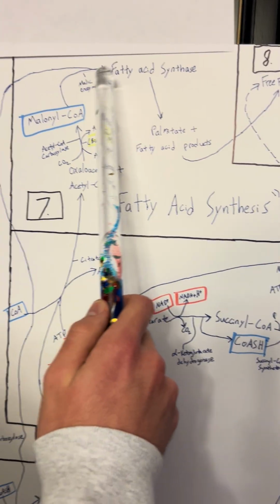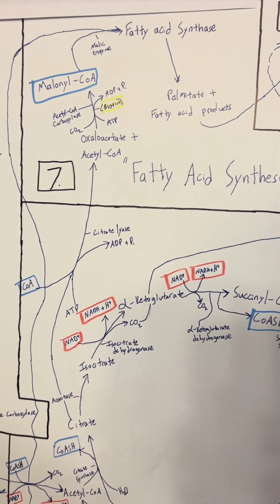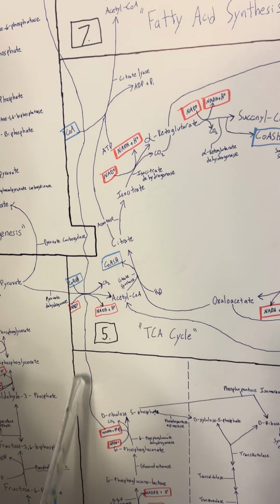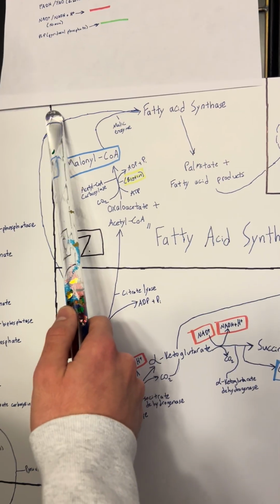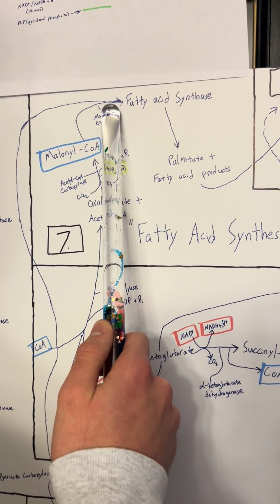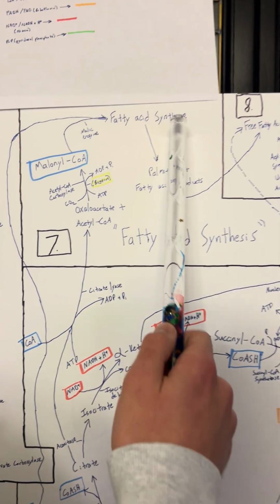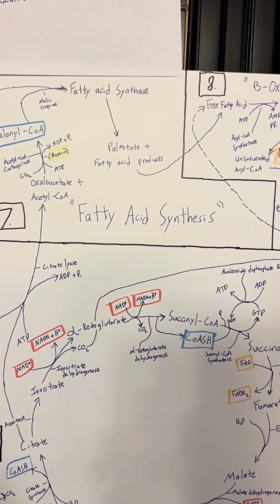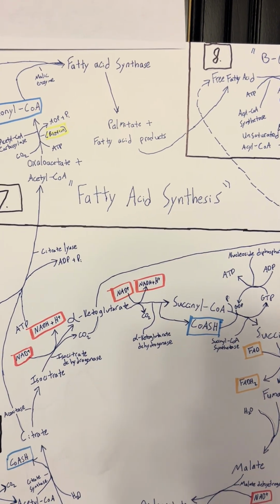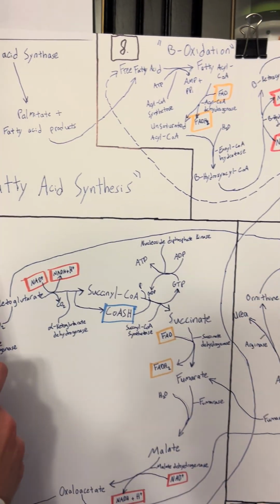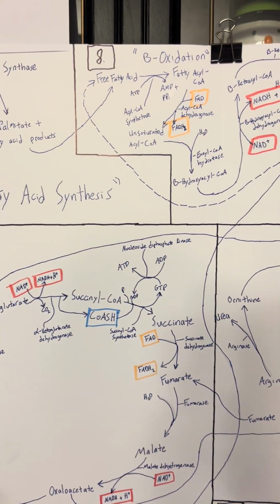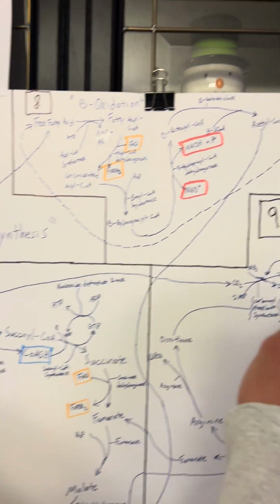Malonyl-CoA plus malic enzyme, and also an NADPH coenzyme from the hexose monophosphate shunt, then converts it into fatty acid synthase, which then can be converted into palmitate, plus any other fatty acid products, aka fatty acid synthesis. These fatty acid products are also, though, used in the beta oxidation of a saturated fatty acid, which I have up here.